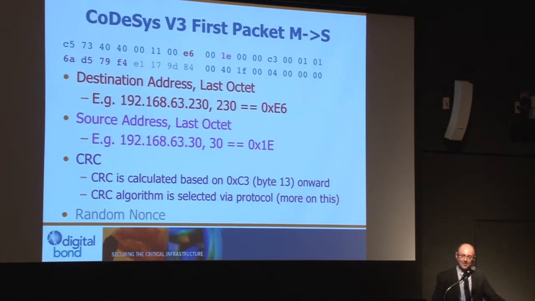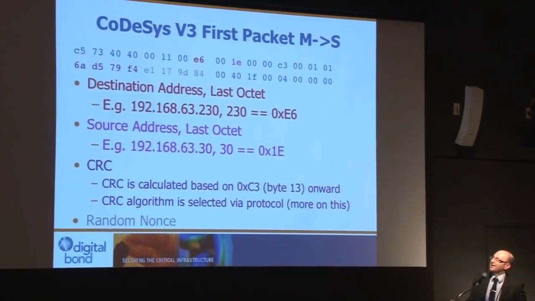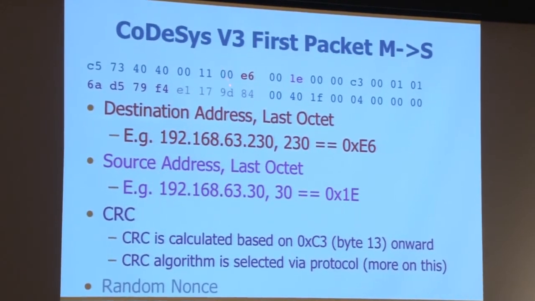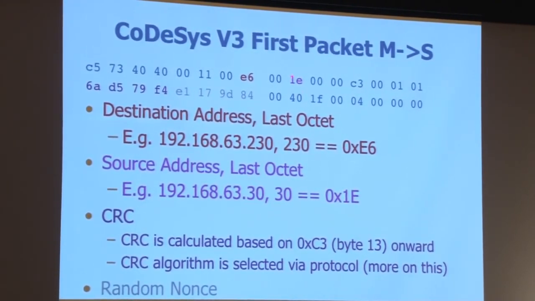So the packet structure is a lot longer than CoDeSys version 2, especially when starting a session. The packets always start with this hexadecimal C5 byte. And then the packet also contains the last byte of the destination IP address and the last byte of the source IP address. The protocol then contains a CRC checksum, and the first packet contains random data right here.